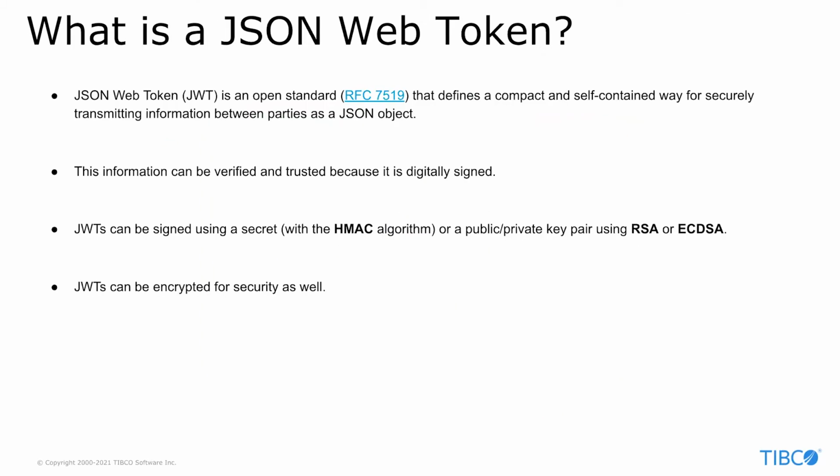Next slide. So a little bit about what a JSON Web Token is. You can see here it's an open standard of a JSON object. It can be verified and trusted because it is digitally signed using keys in the Java Web Key Stores. They can be signed with HMAC or public-private key, and they can be encrypted for security as well. So they are pretty secure and they are verifiable.